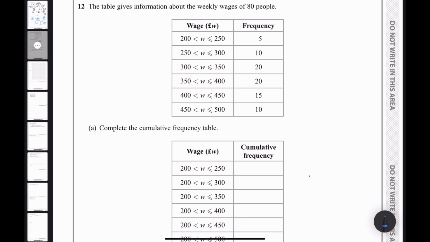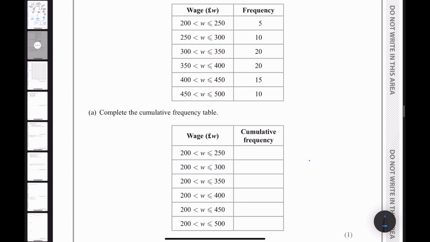Alright, so question number 12. In this question it says the table gives information about the weekly wages of 80 people. Our table has been given. Complete the cumulative frequency table. So we have to complete this cumulative frequency table. So in the cumulative frequency table, we just add up the previous frequencies in the next row.